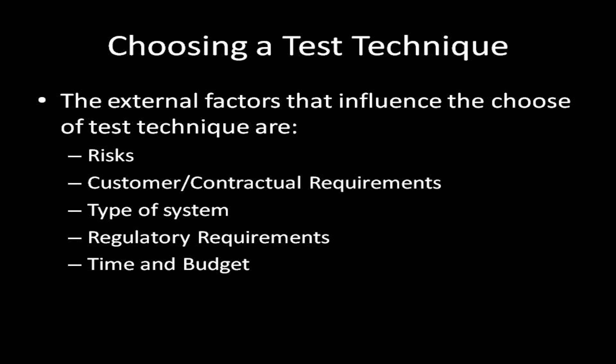Type of system. The type of system, e.g. embedded, graphical, financial, etc., will influence the choice of techniques. For example, a financial application involving many calculations would benefit from boundary value analysis. Regulatory requirements: some industries have regulatory standards or guidelines that govern the testing techniques used. For example, the aircraft industry requires the use of equivalence partitioning, boundary value analysis, and state transition testing for high-integrity systems, together with statement, decision, or modified condition decision coverage depending on the level of software integrity required.